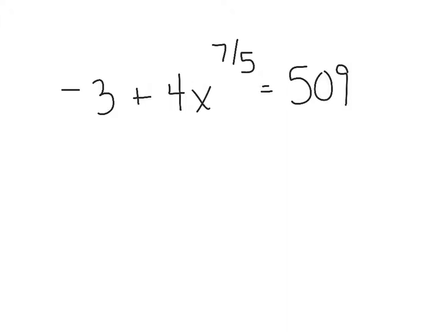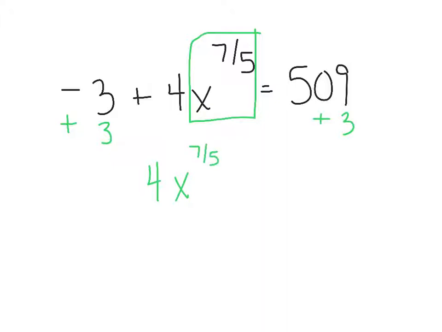Negative 3 plus 4x to the 7/5 equals 509. So the thing you're asking yourself each time is, who is the exponent or root sitting on? Since there are no parentheses, boxed in, the 7/5 is only on the x. Only the x. Okay, so now my goal is to isolate that, get it by itself. What would I do first? Hopefully you're saying you would add over 3. Again, just some basic algebra skills. So I have 4x to the 7/5 equals 512.